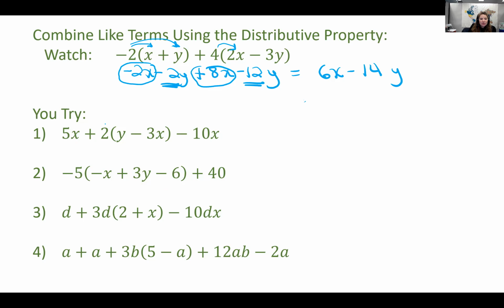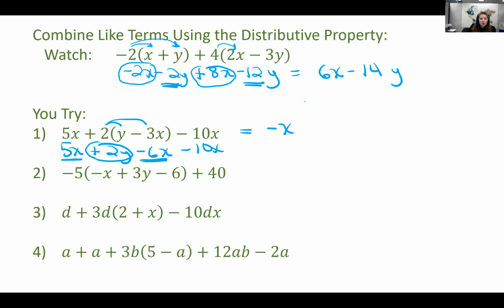All right, so I'm going to use the distributive property. So I'm going to bring everything else down. 5x plus 2y. 2 times negative 3x is negative 6x. Bring everything else down. And now I'm going to combine my like terms. So I have positive 5x minus 6x. 5 minus 6 is negative 1. Negative 1 times x is negative x. I could write negative 1x. It wouldn't make it wrong. You just don't need the 1.